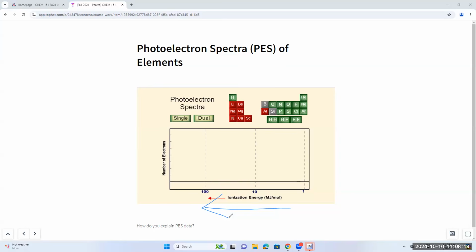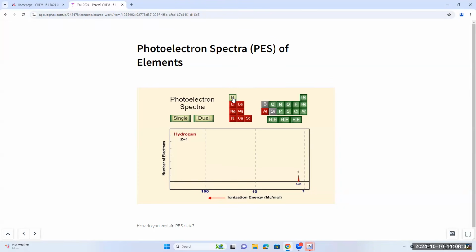Now, hydrogen. How many electrons does hydrogen have? Only one electron. Therefore, how many peaks do you expect to see in the photoelectron spectrum? Yeah, just one. Here we go. Here's the photoelectron spectrum of hydrogen.